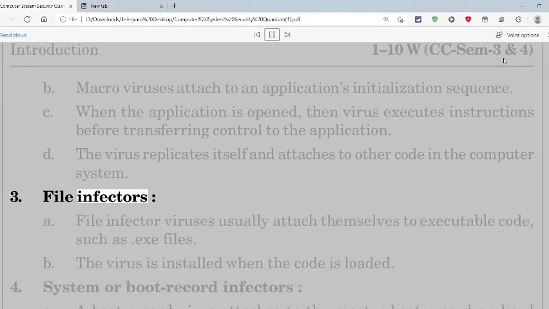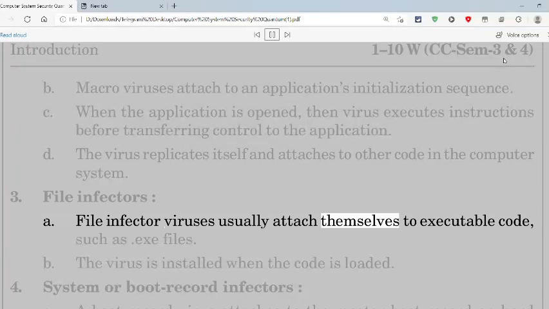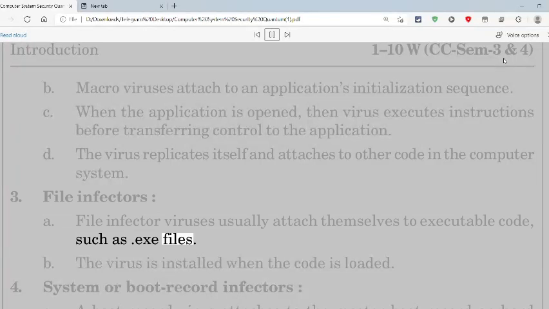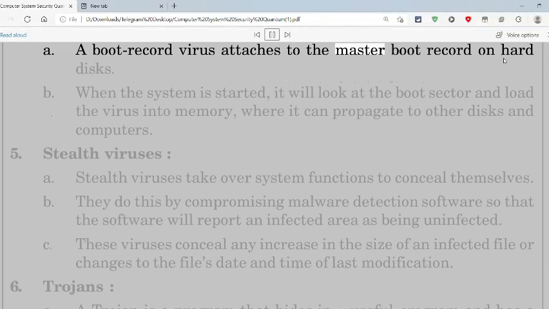3. File infectors. A. File infector viruses usually attach themselves to executable code, such as .exe files. B. The virus is installed when the code is loaded. 4. System or boot record infectors. A. A boot record virus attaches to the master boot record on hard disks.